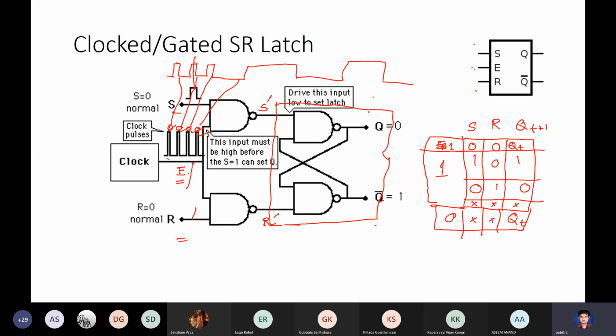Okay. All right. So that's the benefit. That's the synchronization we get by having this enabling input.